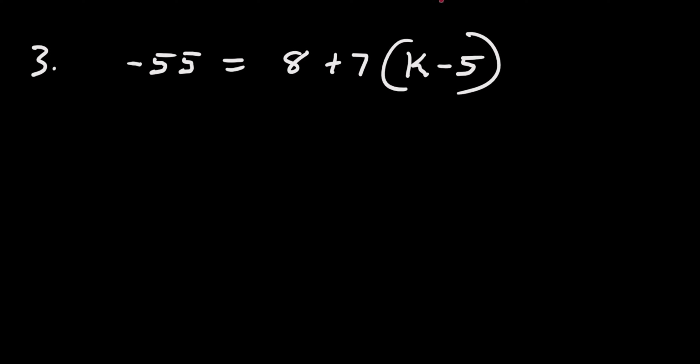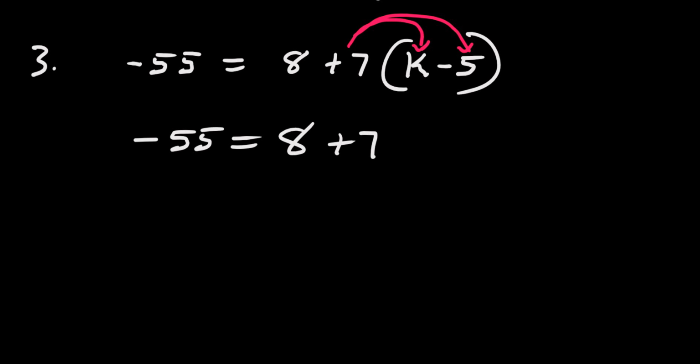Now, the first thing is to clear the parentheses and always consider the number or the sign before the parentheses, which is positive 7. Use it to multiply each term of the parentheses, and this will become negative 55 equals 8, and 7 times k will give you positive 7k, and positive 7 times negative 5 will give us negative 35.